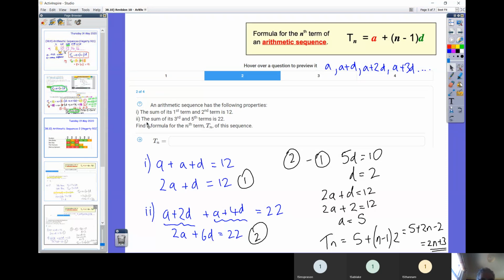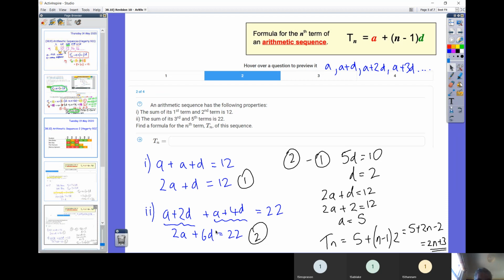Then moving on to the second statement, the sum of the third and fifth term is 22. Well, the third term is A plus 2D. Remember the difference of 1. And the fifth term is A plus 4D. So gather up your A's, gather up your D's.